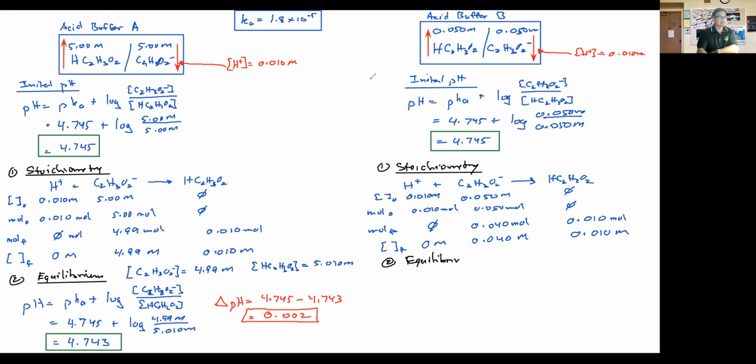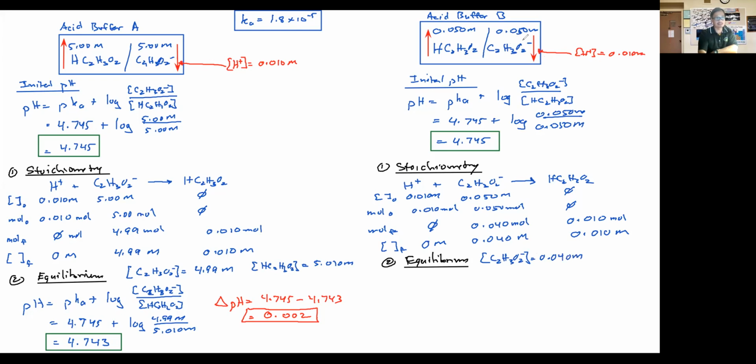Now, with the second step, let's figure out what we have. We expect the amount of acetate to go down, and we see it go down here. So the concentration of acetate, C2H3O2 minus, is going to be now 0.040 molar. It started out at 0.050, and it dropped down to 0.040.